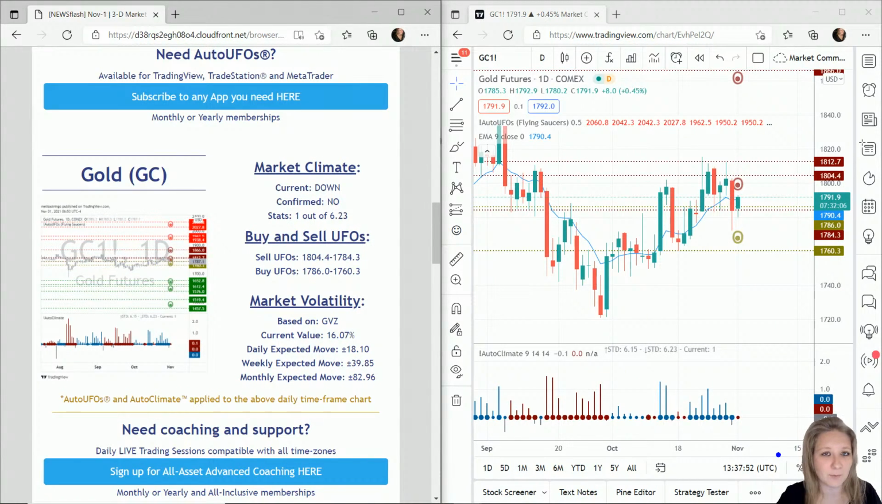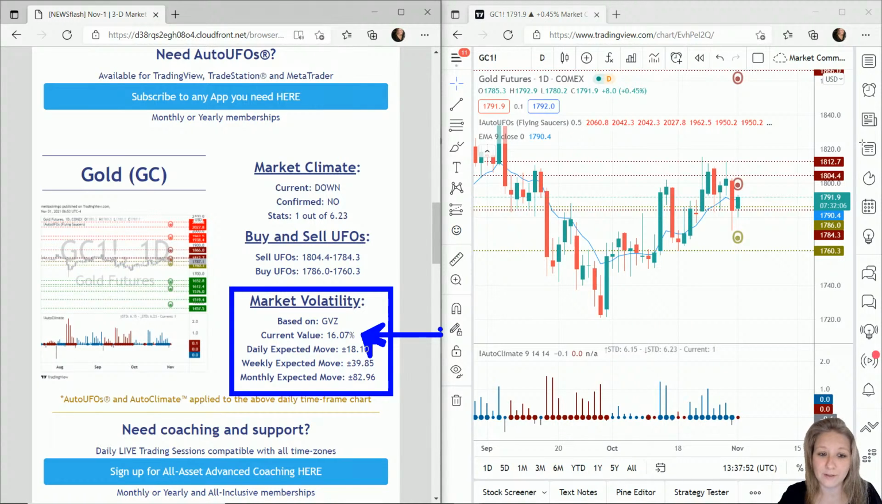Change time frame, change market. No need to trade something that doesn't have clear probability. Now, in terms of volatility, we'd expect gold to move up or down in 1 year by 16.07%.